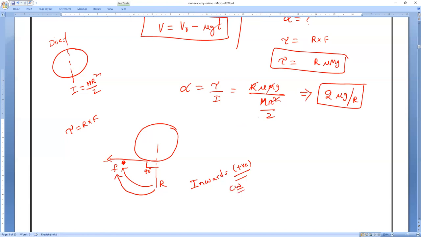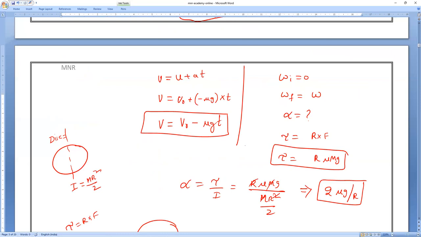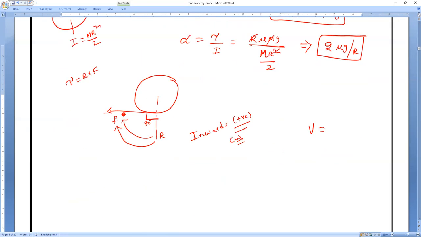Now, actually we want to find V. We already have the final velocity. What is the final velocity, everybody? V is equal to V naught minus mu g t. But the problem here is we don't know the time period. To calculate the time period only, we are applying all these things. So let us see how to find the time.